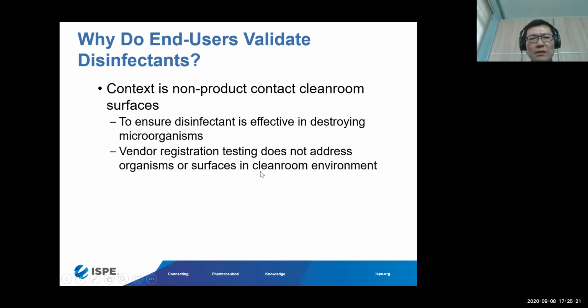So next, why do end users need to validate the disinfectants? These chemical disinfectants are basically applied on the non-product contact clean room surfaces. This is to ensure that the disinfectant is effective in destroying the microorganisms. And also the vendor registration testing does not address the organisms or the surfaces in your clean room environment. As you can see, the AOAC methods performed by the vendor are performed on just 1 or 2 surfaces, not representative of the surfaces in your own clean room environment.